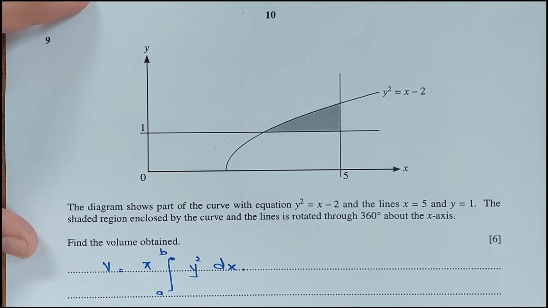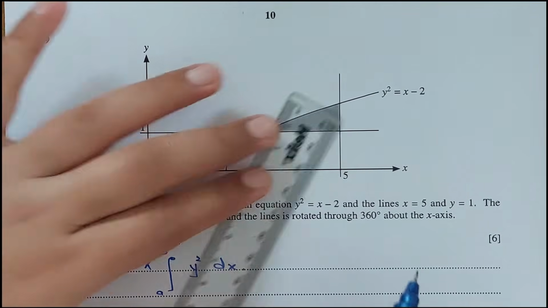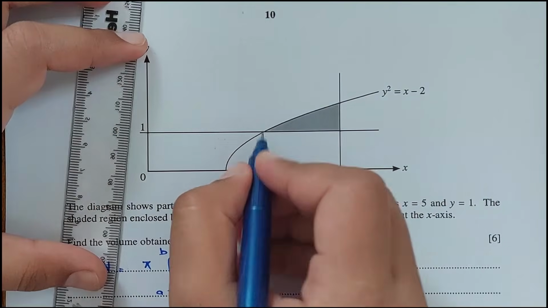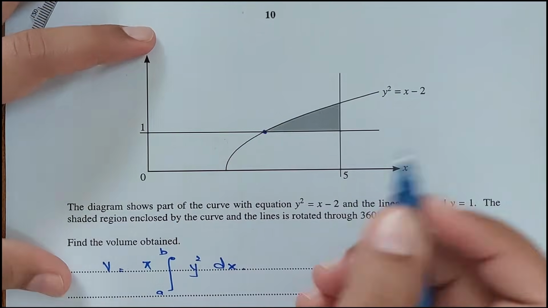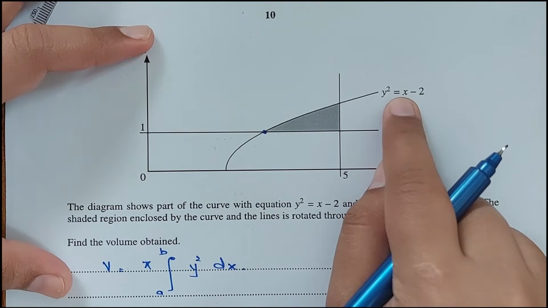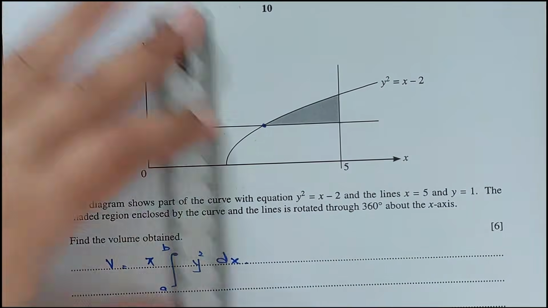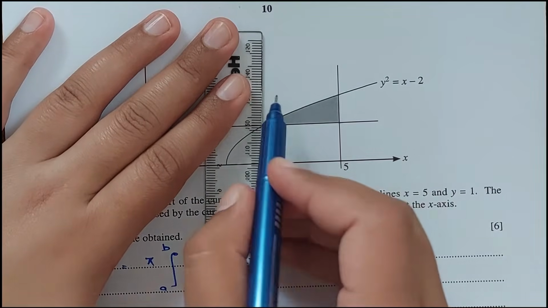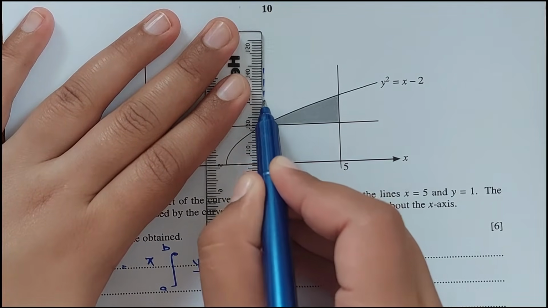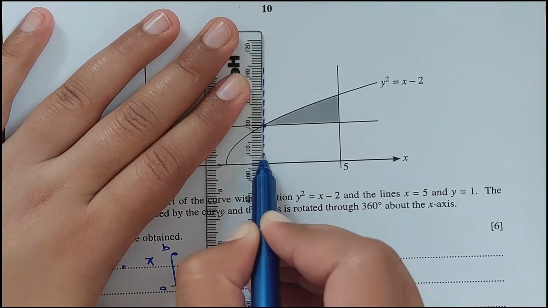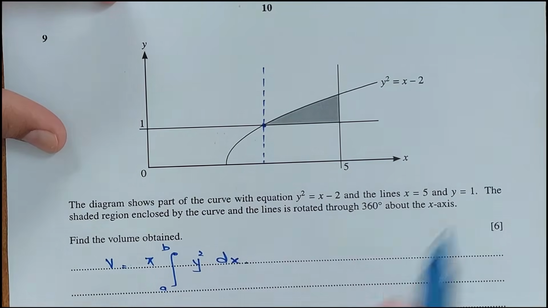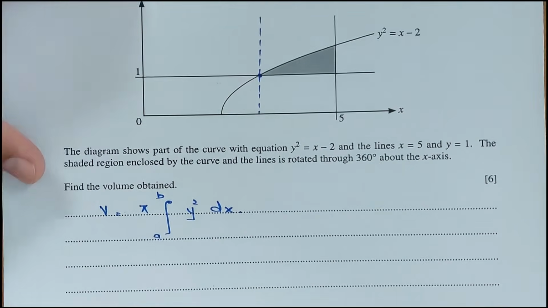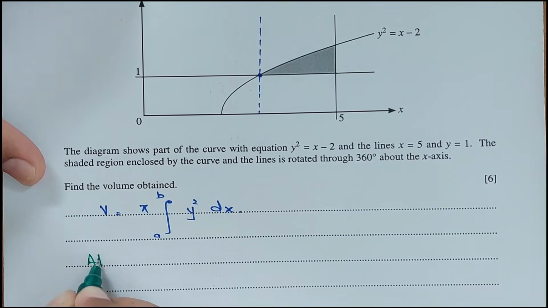But the rotation is the rotation of the whole section. First let me find what the points a to b are. We have y squared, which is x minus 2. So what are the points a and b? Okay, first let me find the point. At y equals 1, as you can see here, y is 1. What is x? We have to substitute here.